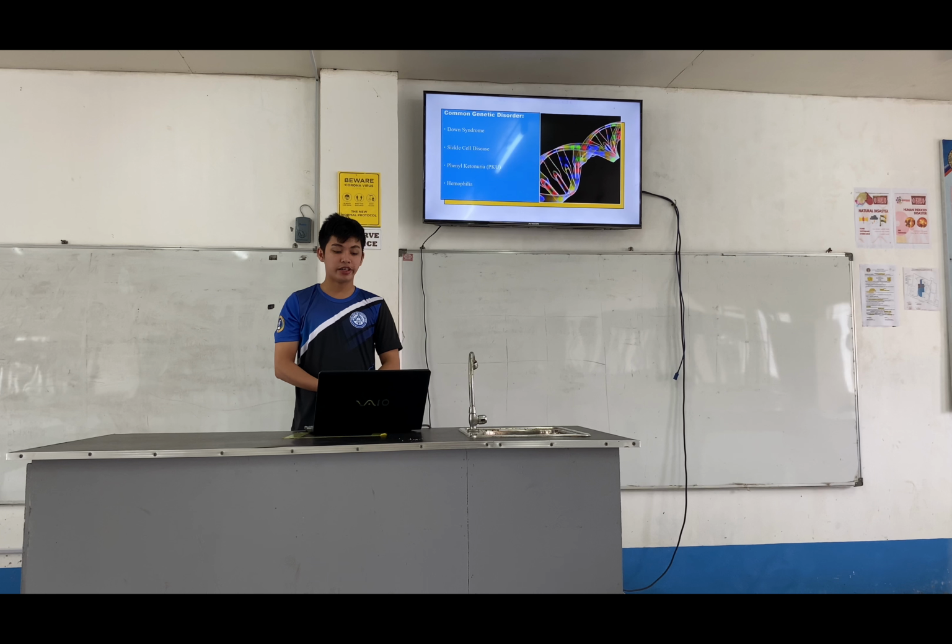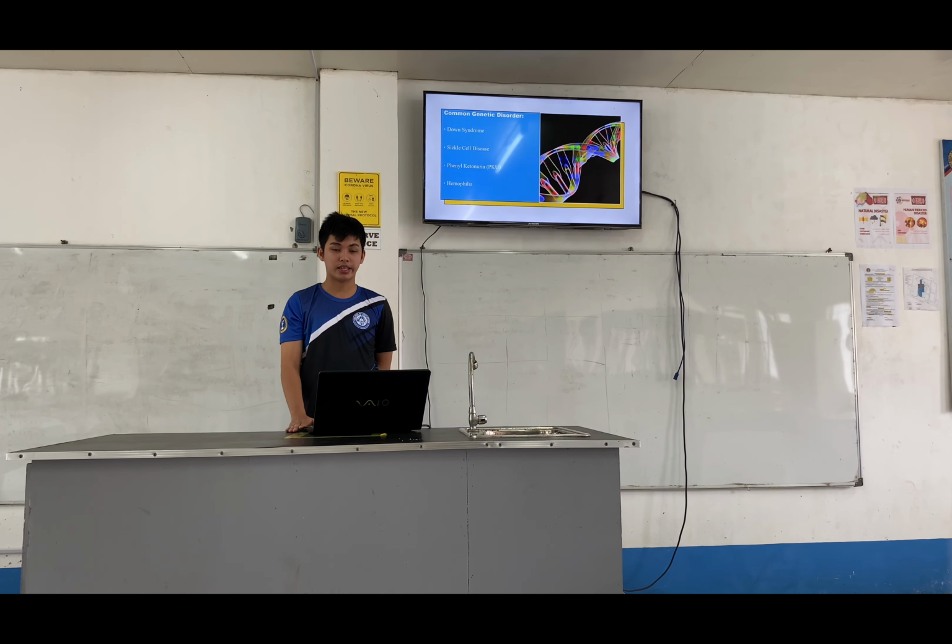Here are the common genetic disorders: Down syndrome, sickle cell disease, phenylketonuria, and hemophilia. Down syndrome is a condition usually caused by an error in cell division called non-disjunction, affecting the child's mental development, where there are 3 copies of chromosome 21 instead of only 2 copies.